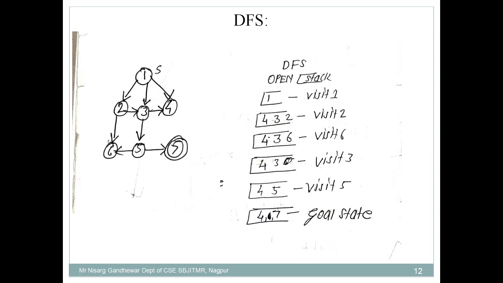But in this case, which strategy have we used? We have used depth first search. In the previous case we followed breadth first search. In breadth first search we visited 1, 2, 3, 4 like this, but in depth first search we visited the nodes in the sequence 1, 2, 6, 3, 5, 4 and 7. Like this we have visited all the nodes. That is in the case of depth first search.